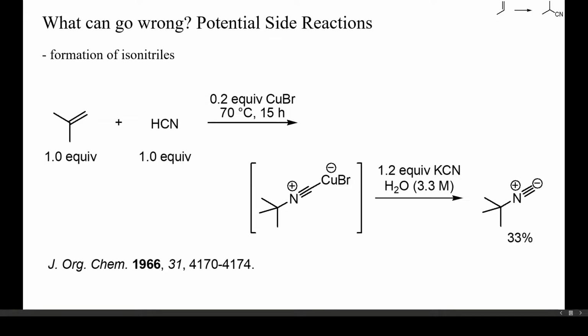Let's check some potential side reactions. Also during alkene hydrocyanations, isonitriles can become an important byproduct, in particular under acidic conditions. In this example, a low yield of tert-butyl isonitrile resulted upon treatment of isobutene with hydrogen cyanide and cuprous bromide. The initially formed copper complex was demetalated with aqueous potassium cyanide.